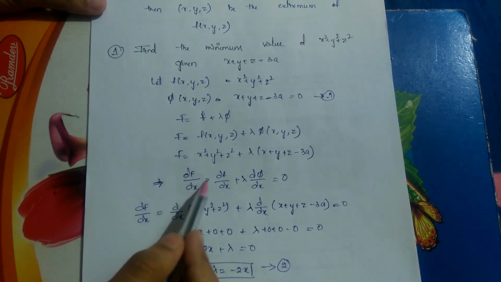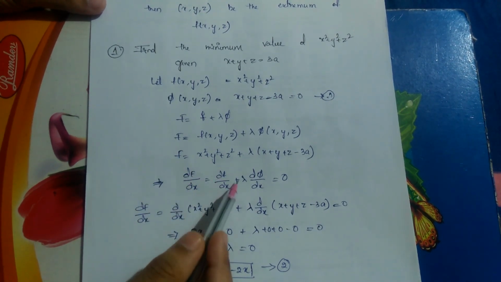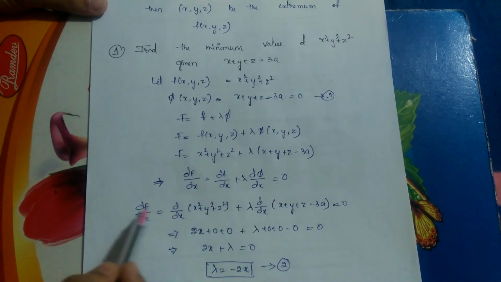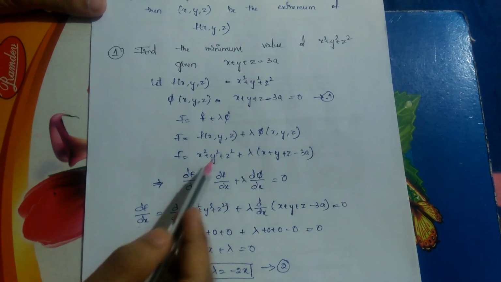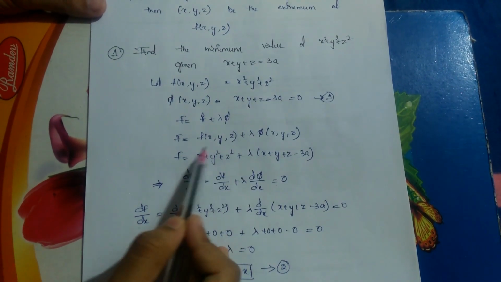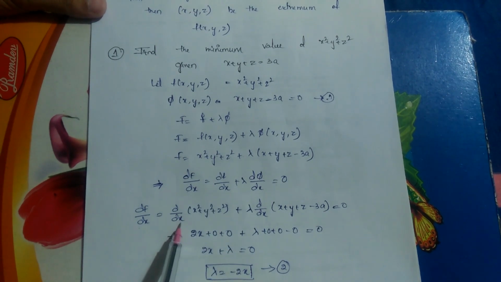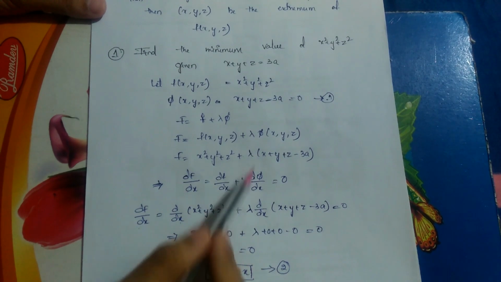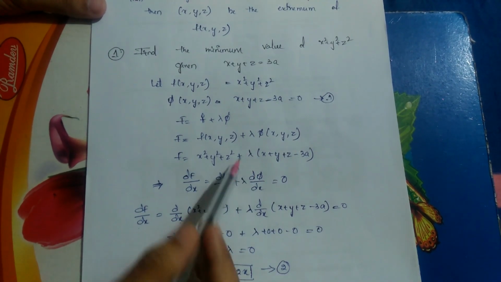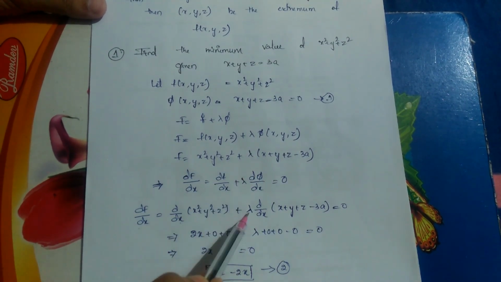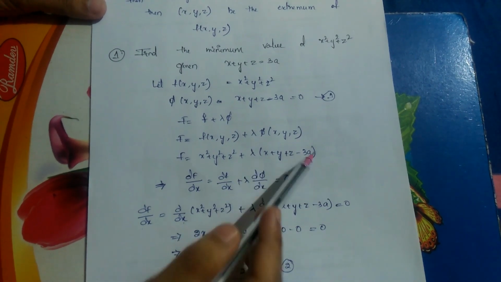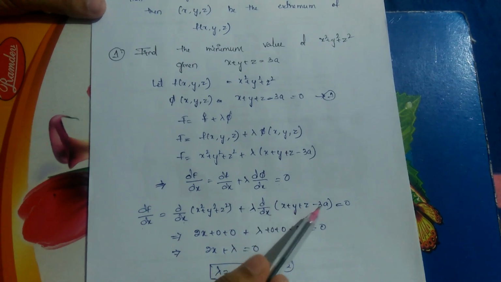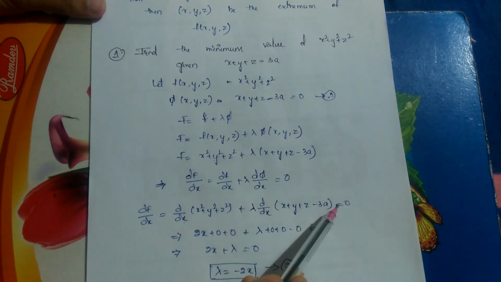That is ∂f/∂x = ∂f/∂x plus lambda into ∂φ/∂x equals 0. Then ∂f/∂x: now we are differentiating the function x² + y² + z² with respect to x, plus lambda into, because this lambda is a Lagrange multiplier which is a scalar one, so we are not differentiating it, and lambda into differentiating the function, that is ∂/∂x of (x + y + z − 3a), and we are equating it to 0.